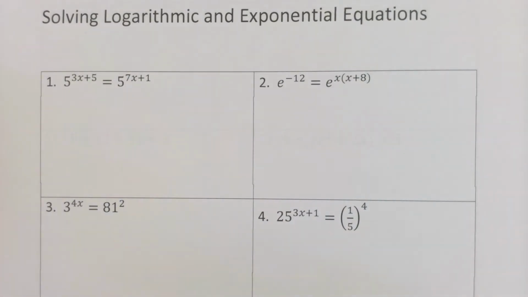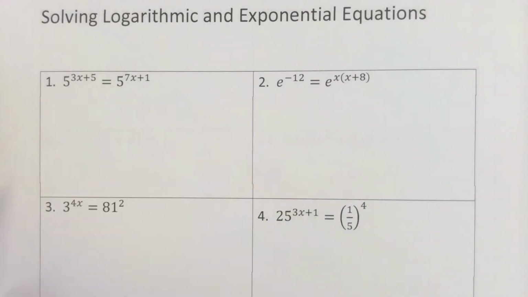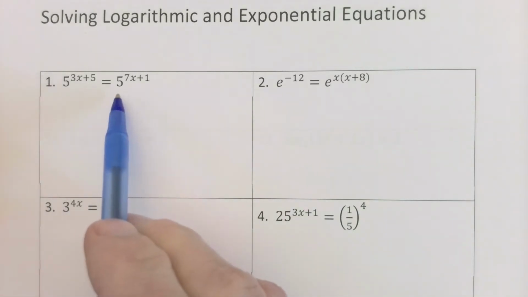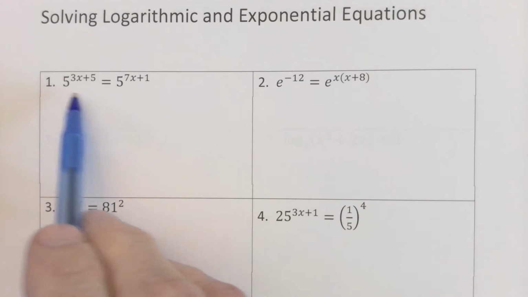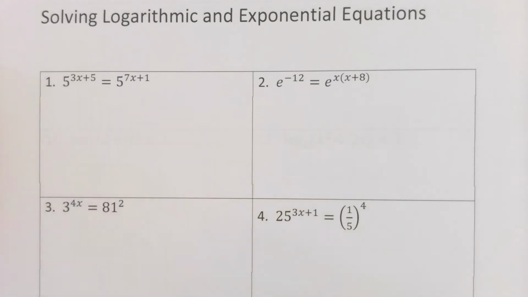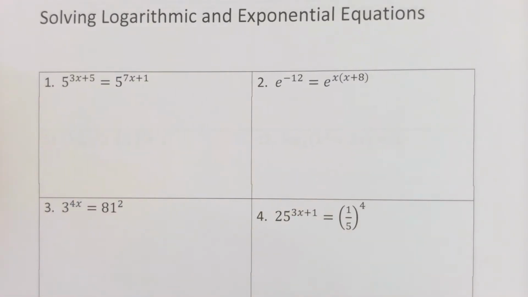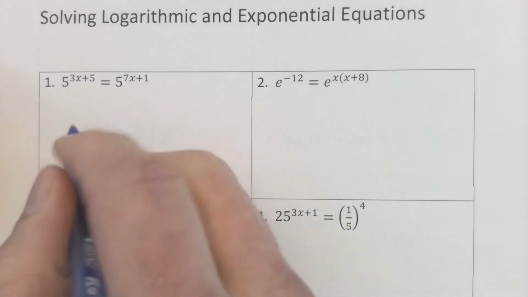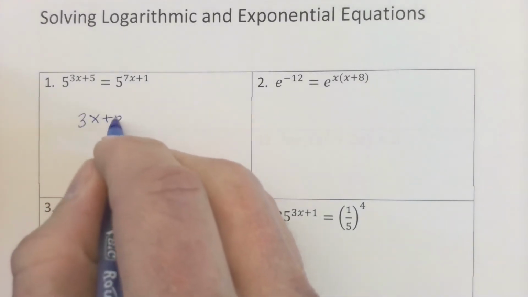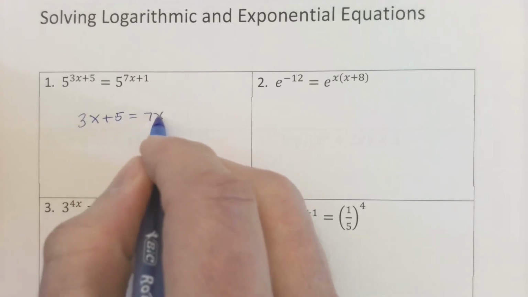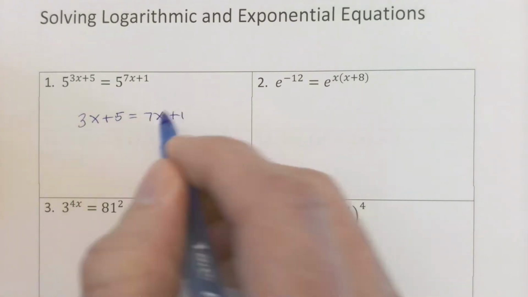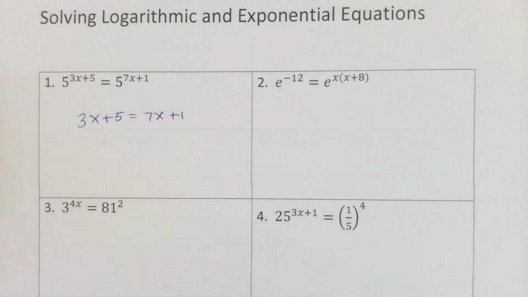So an exponential equation is one where you not only have an exponent, a power, with a base and an exponent, but the exponent has a variable in it. The simplest type of exponential equation to solve is one where you have a power equal to a power, and both of these powers have the same base. In this case, it's base 5. Well, if the powers are equal and the bases are equal, then the exponents have to be equal. That is, 3x plus 5 must equal 7x plus 1.